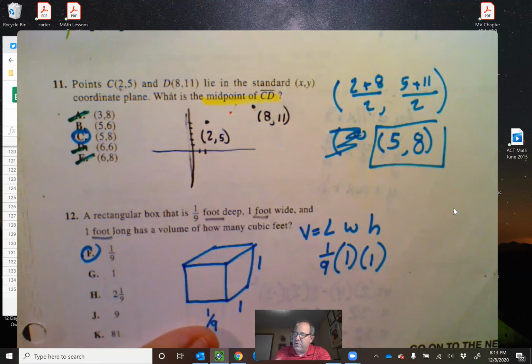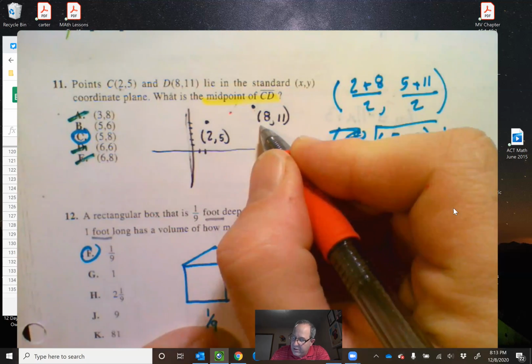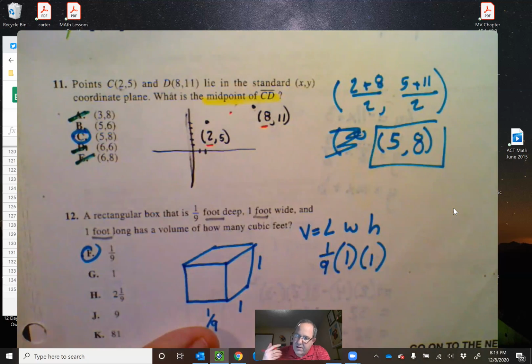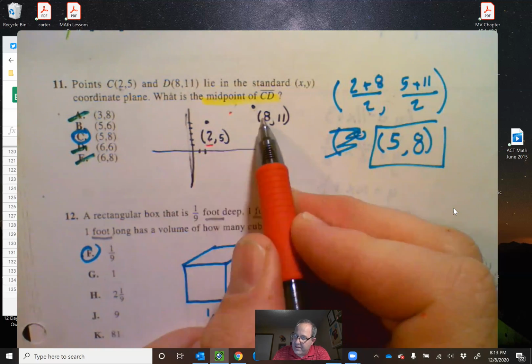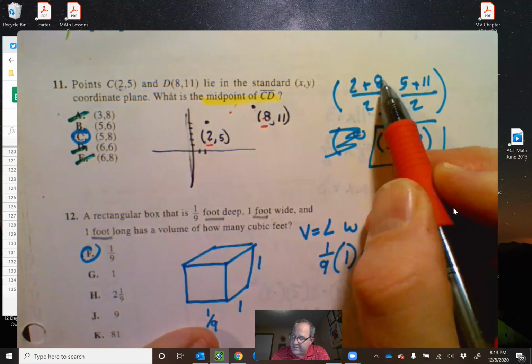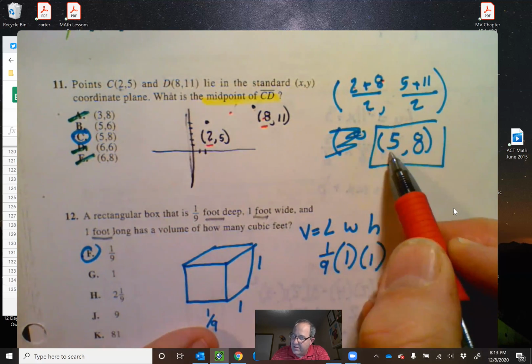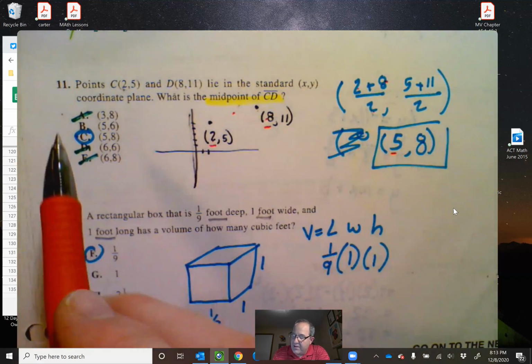Well, the midpoint means what's in the middle, right? Well, what's in the middle between 2 and 8? Think about finding the median, right? Add them up and divide by 2. 2 plus 8 divided by 2. 2 plus 8 is 10. 10 divided by 2 is 5. So the x value must be 5.